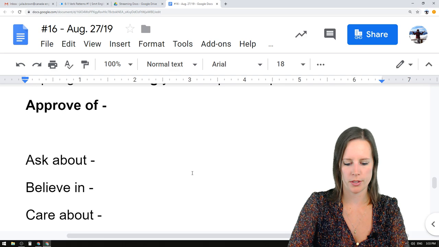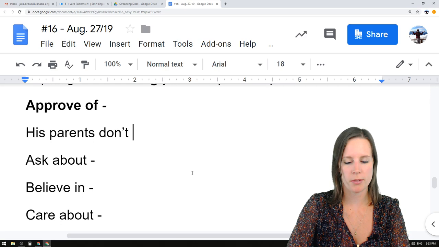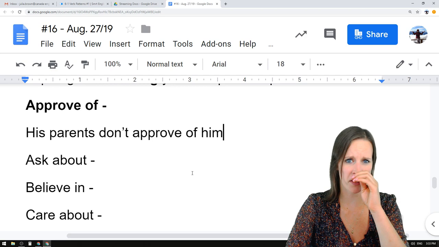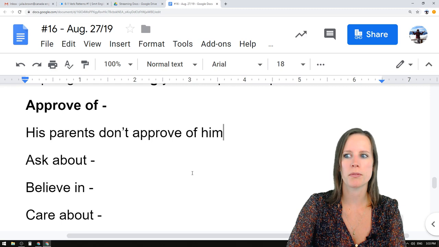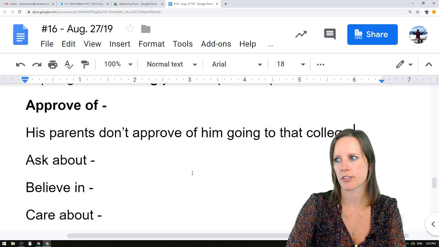his parents don't. We can make our verb negative. Approve of. And you can have a pronoun first. I don't know if, Nayarana, that's what you were thinking. But you can have a pronoun first. His parents don't approve of him going to that college, for example.